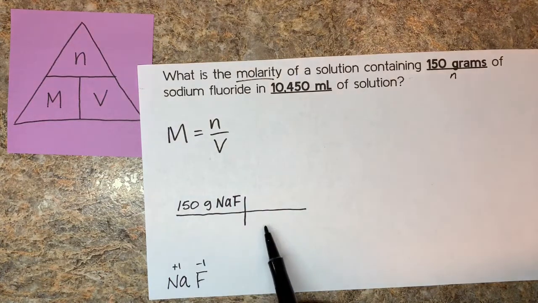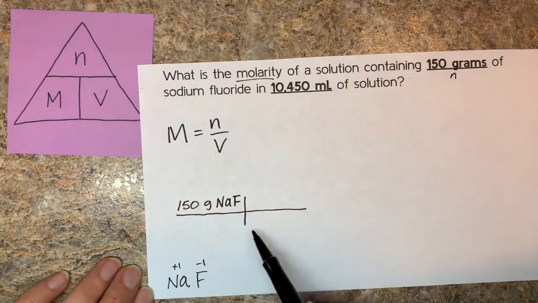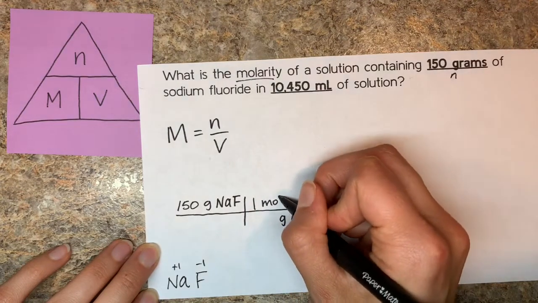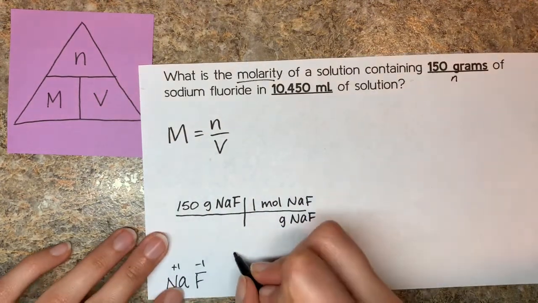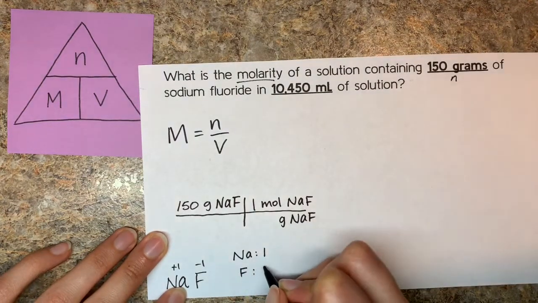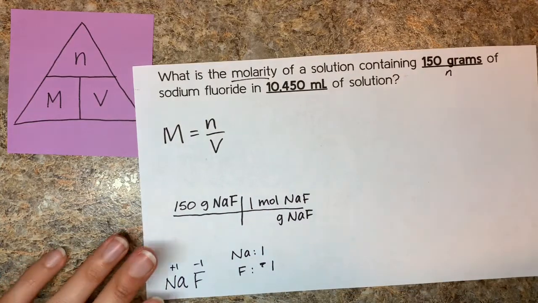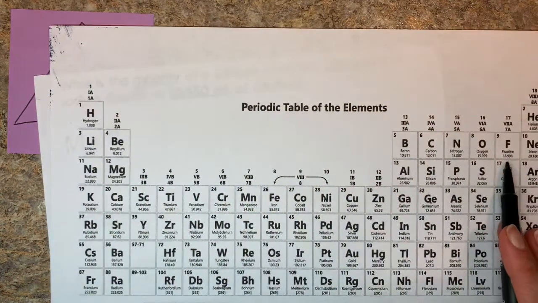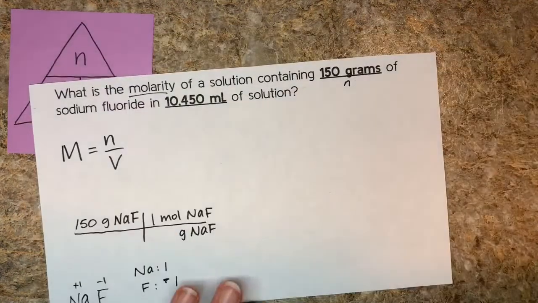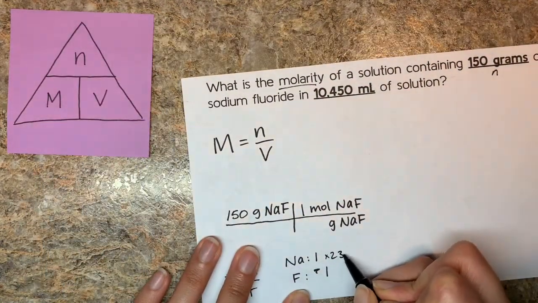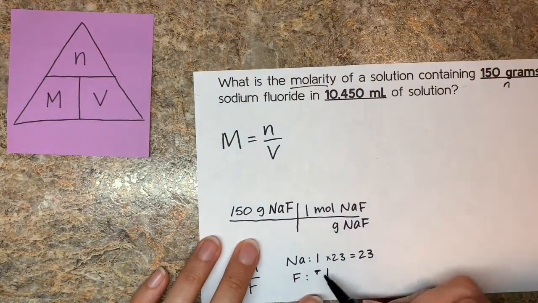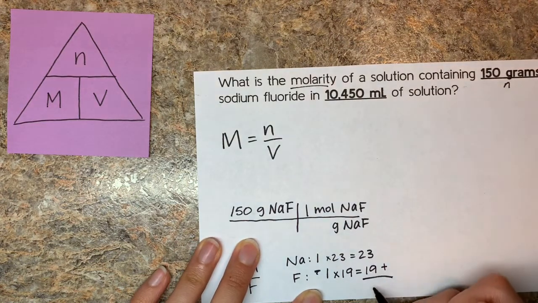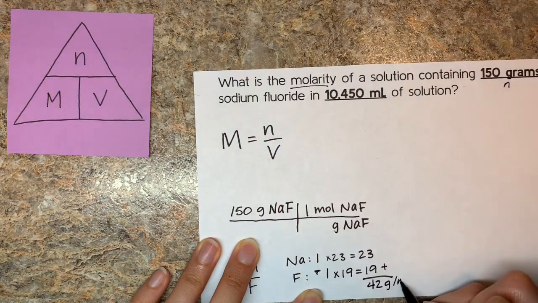Next, we need to find the molar mass of sodium fluoride to convert this into moles. So that's how many grams are in 1 mole. Now, sodium fluoride contains a single sodium and a single fluorine. On our periodic table, sodium is 23 grams and fluorine is, let's round that to 19. So we have one sodium at 23 grams and one fluorine at 19 grams. We add these together to get 42 grams per mole.